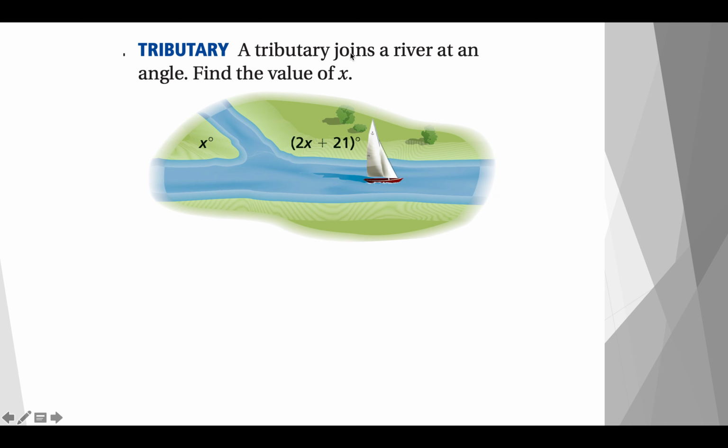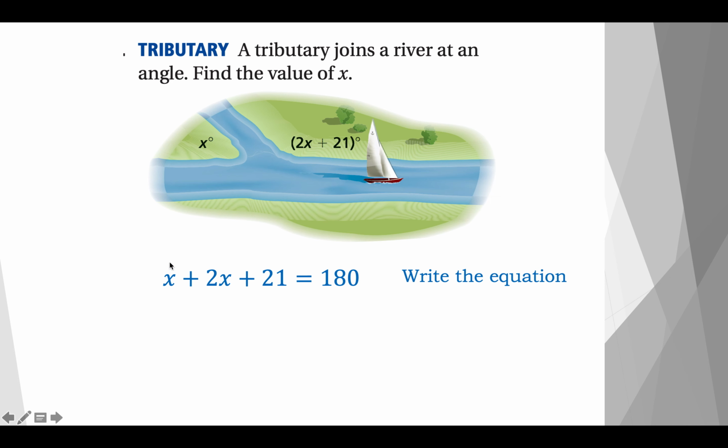A tributary joins a river at an angle. Find the value of x. So this is the figure given. You need to identify the shape. What do you notice here? Here this forms a straight line. The river forms a straight line. So that means these two angles are supplementary. So again write an equation which is x plus 2x plus 21 equal 180.